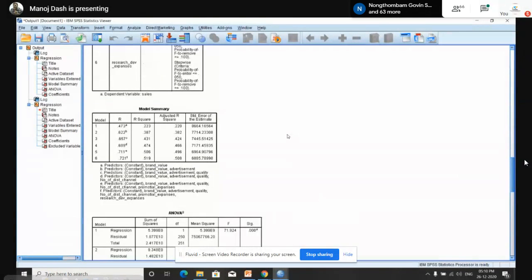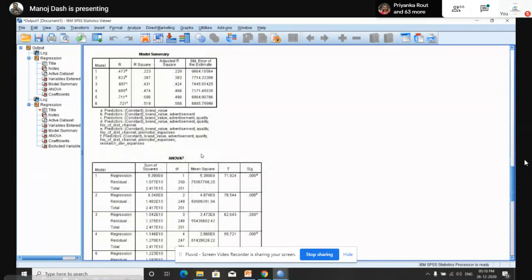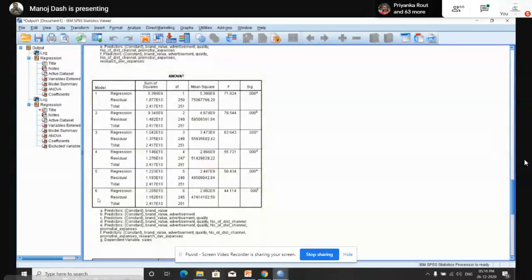Six models. It means out of the variables, six models are taken in permutation combination. We have found that model number 6 is the best model because it has the highest R square. Clear? Now in model number 6, the F value is also significant, greater than 10. It means the independent variables are explained by the model.